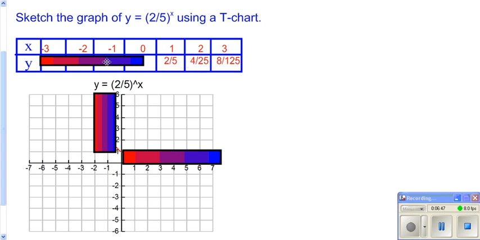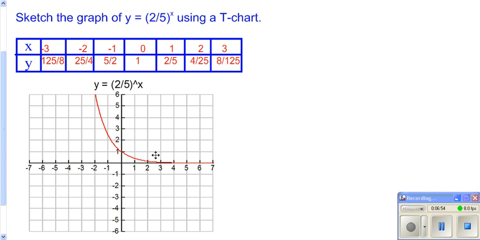Completing your t-chart, we end up getting this. Plotting your points, connecting all your points, we get a nice smooth graph like this here. Once again, we would have arrows going in each direction here. It goes on forever as you go to the right, goes up here.